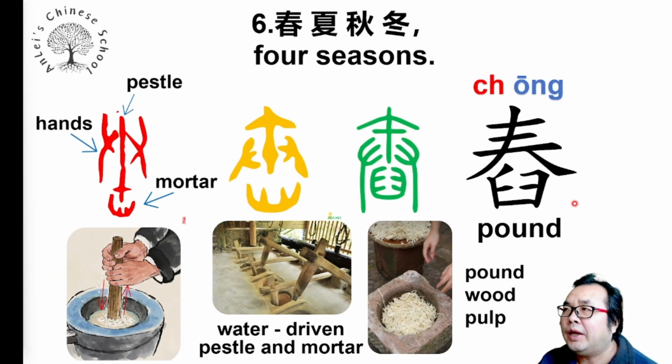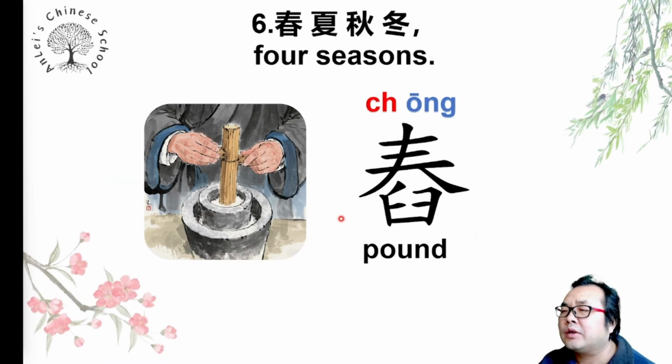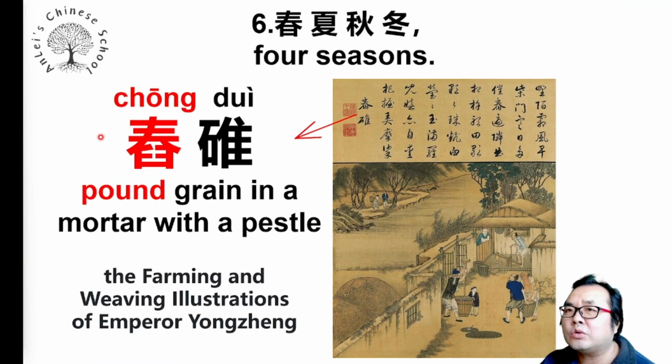It's 舂, chōng, which means to pound. In the oracle bone inscription, it's like two hands holding a pestle, pounding in the mortar, up and down. This picture is a water-driven pestle and mortar. Normally it was built along a creek and powered by a water wheel. Pounding rice separates the rice husk from the grain. Sometimes it's used for pounding ore for smelting or making dye, and also pounding wood pulp. 舂, chōng, pound grain in a mortar with a pestle.